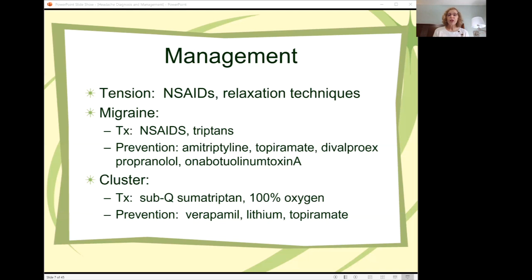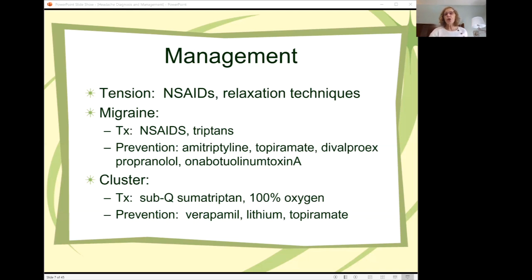Triptans are helpful for cluster headaches as well. Subcutaneous sumatriptan is the most effective since subcutaneous forms act within 15 minutes. Remember that these are very short but extreme headaches, so you want to get the medication into the system as quickly as possible. Triptans with nasal spray administration are effective in 30 minutes. Oral administration is generally avoided since the effect is delayed significantly.